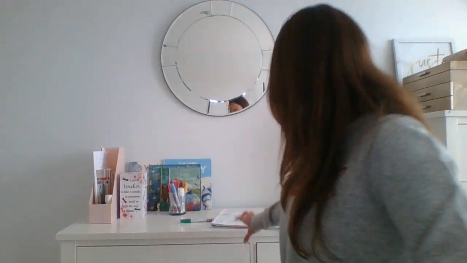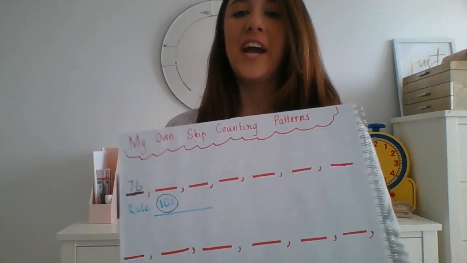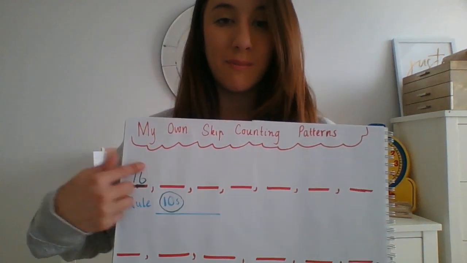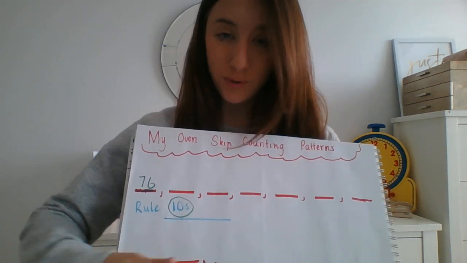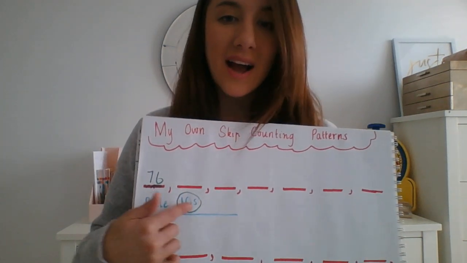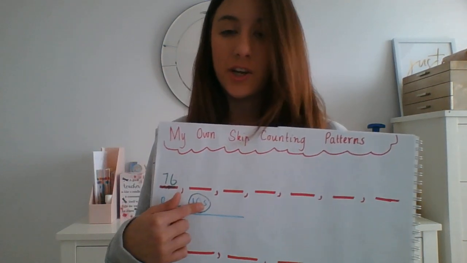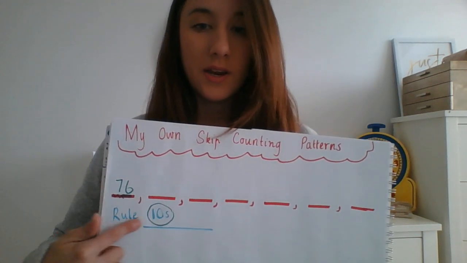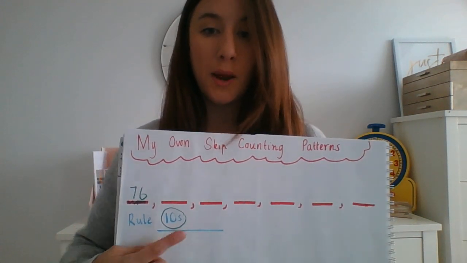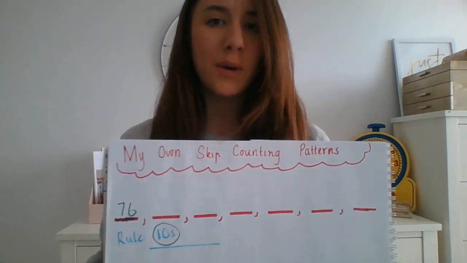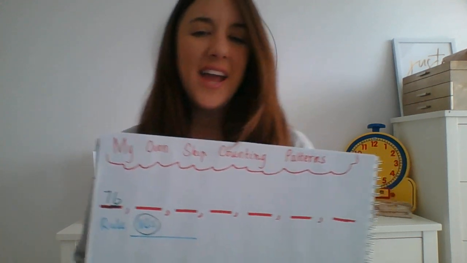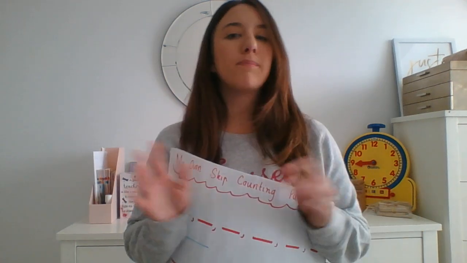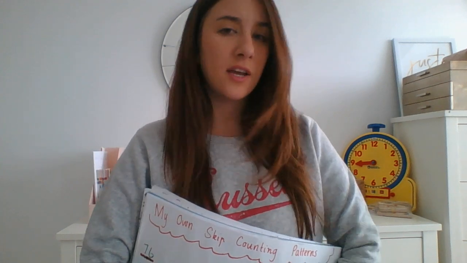Okay, so over here with me, I have a page ready to go where I am going to create my own skip counting patterns. Now down here in blue is the rule. That's telling me what I need to skip count by. This rule needs me to follow a skip counting pattern by tens. So I'm going to do that now, and I'm going to create my very own skip counting pattern with your help. Now, I already know how to skip count confidently by tens from 0. Okay, I can do that. 0, 10, 20, 30, and so on.